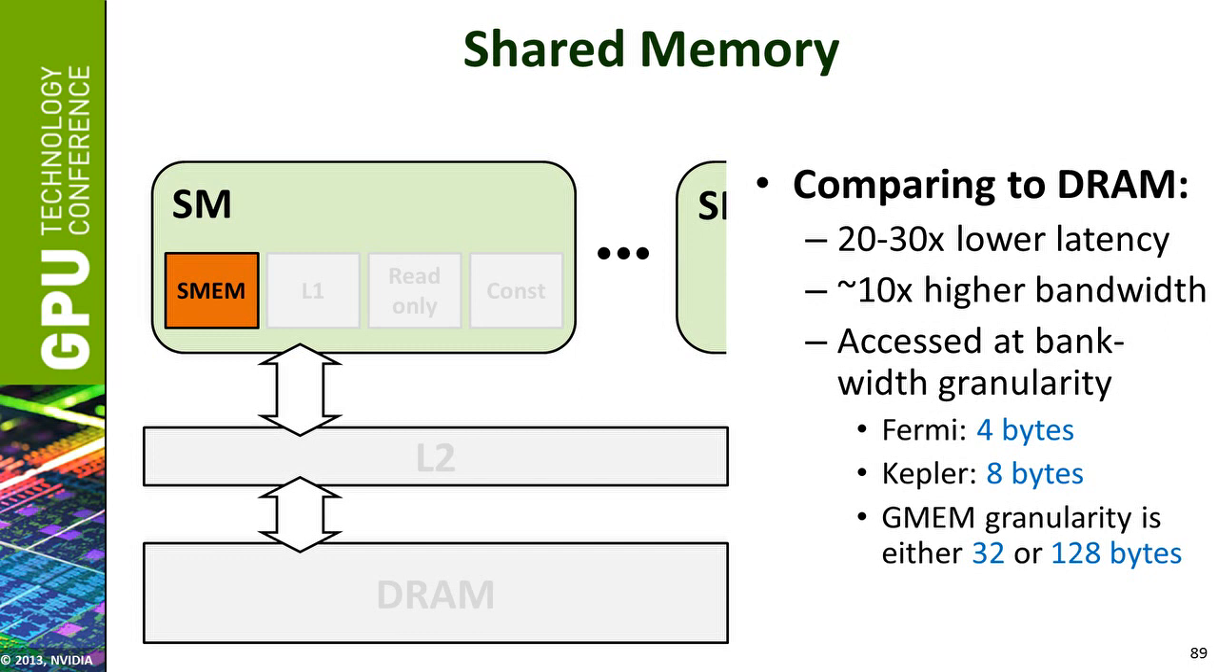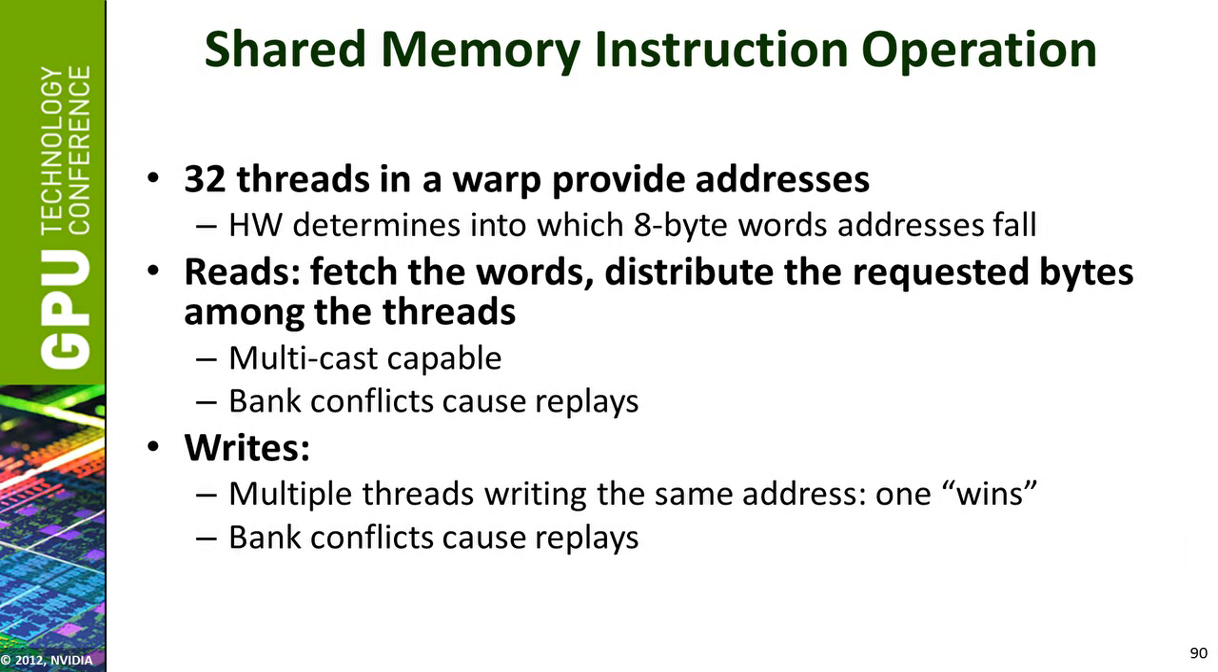So now what happens with the reads? With the reads, we'll actually go to shared memory banks, which will fetch the requested words and route them to the destination threads. So shared memory actually is fully capable of multicast. You could have several threads accessing the same location, and the data will just get broadcast to those threads in a warp.